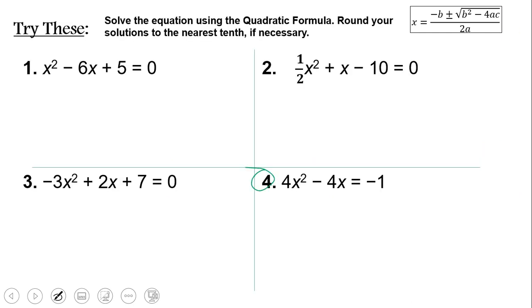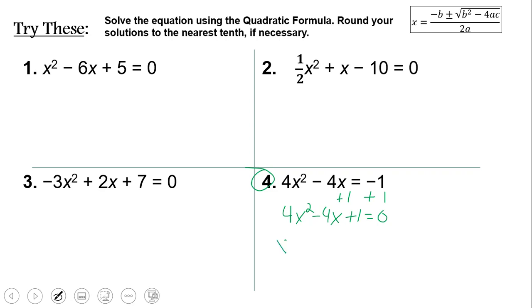I'm going to do number 4 on this slide, because you'll notice that it's not equal to 0 first. You always have to make it equal to 0. So we're going to add the 1 to both sides. Now we're going to be left with 4x squared minus 4x plus 1 is equal to 0. Let's run our quadratic formula.